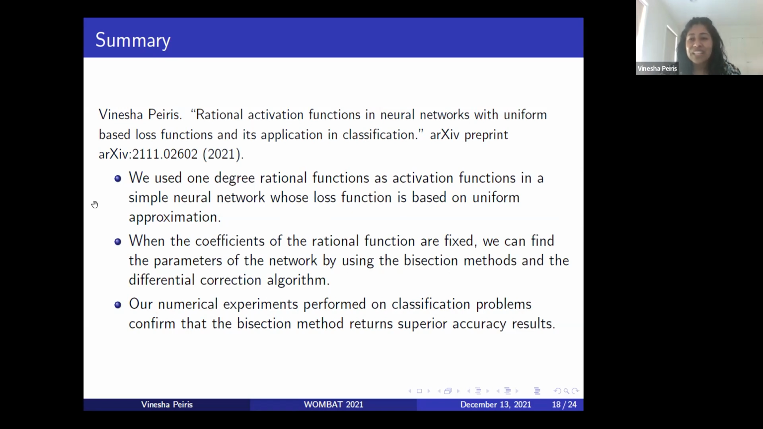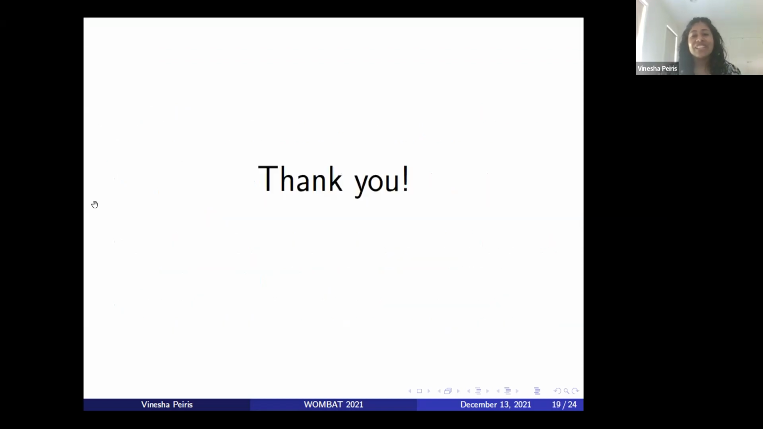And of course, we can actually look into the differential correction method a bit more and see what's happening in there. So there are many future research directions as well. Thank you very much for listening.